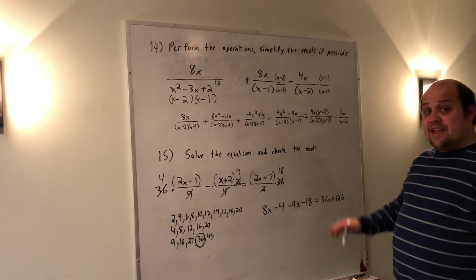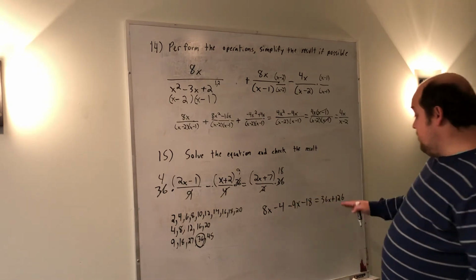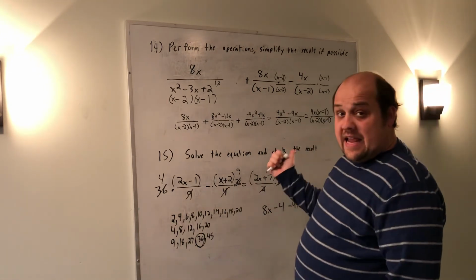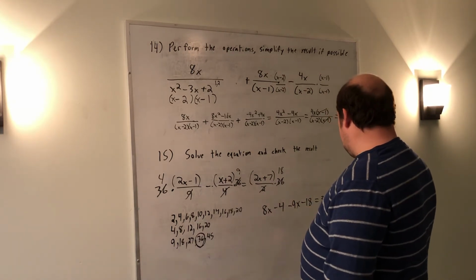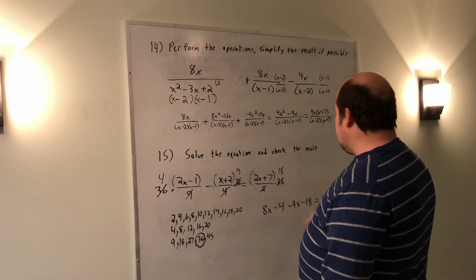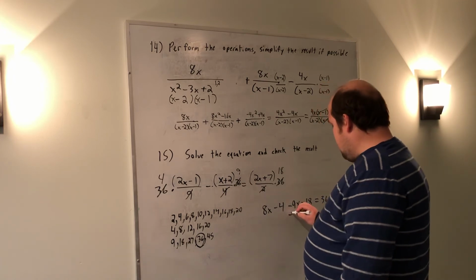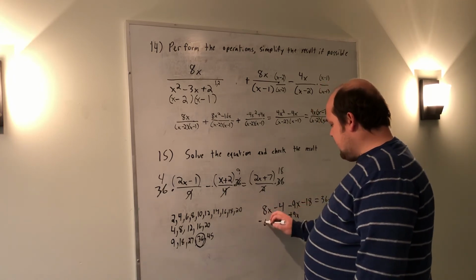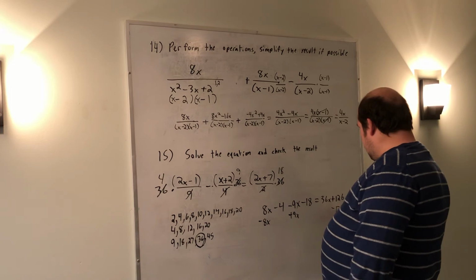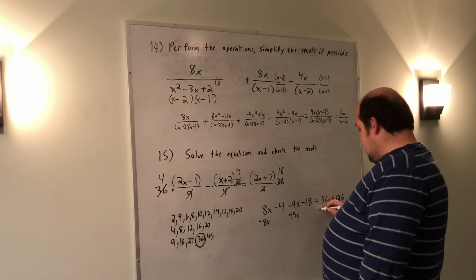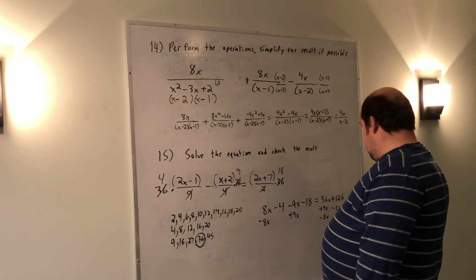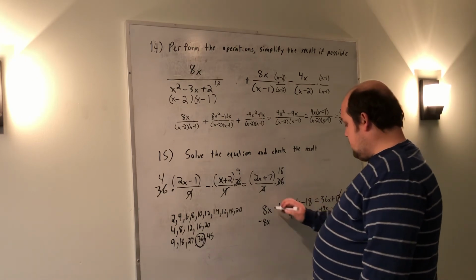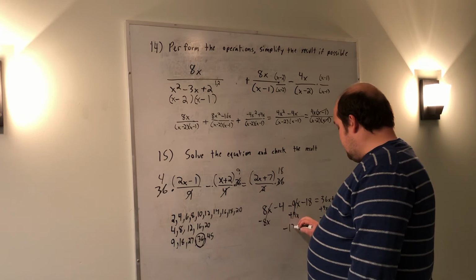My goal is now get all the x's to one side, get all the numbers to the other. So I'm going to take x's over there with the 36. Or you know what? No, let's take x's over to this side. Let me think about that. Let's take x's over here so they're positive. Add 9x, subtract 8x, and subtract 126.